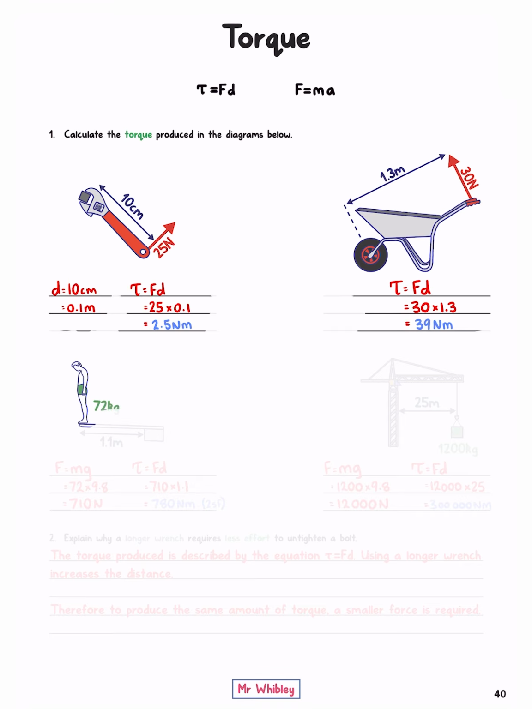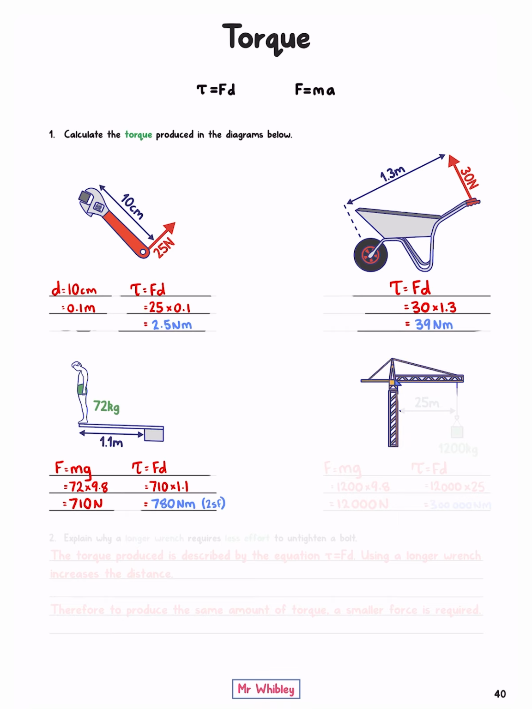We have a person weighing 72 kilograms standing on a diving board 1.1 meters from the pivot point. In this question, our force is the gravitational force, which is mass times the acceleration due to gravity, which gives us 710 newtons. Torque is force times distance. Putting these numbers in gives me 780 Newton meters to two significant figures.